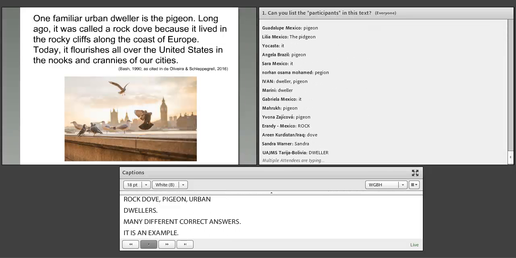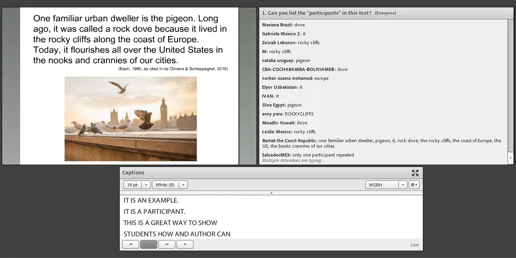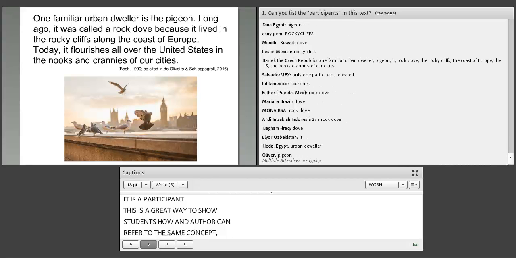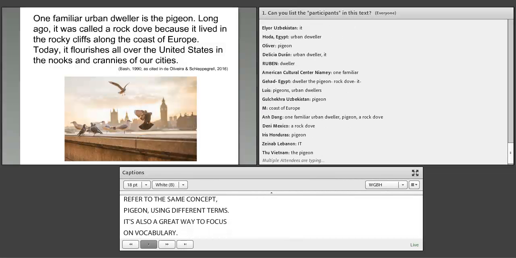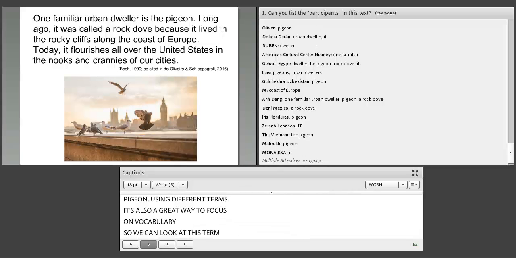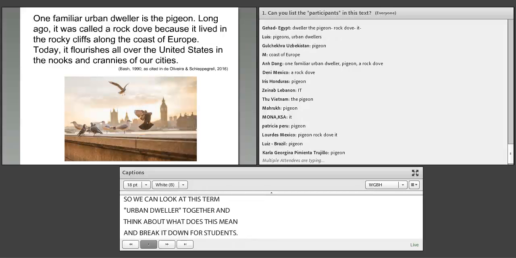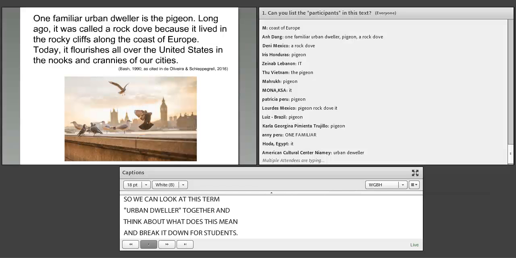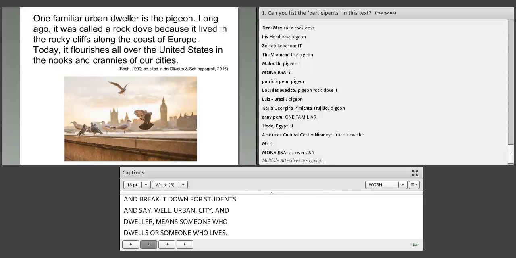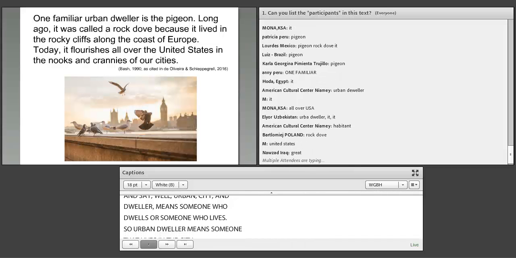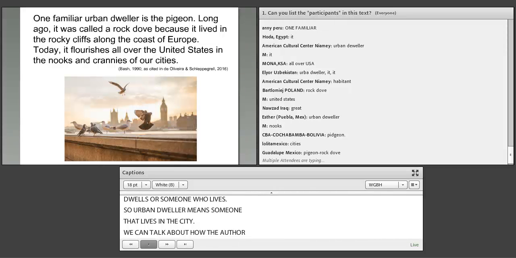So this is a great way to show students how an author can refer to the same concept, pigeon, using different terms. It's also a great way to focus on vocabulary. So we could look at this term urban dweller together, and think about, well, what does this mean? And break it down for students and say, well, urban means city, and dweller means someone who dwells or someone who lives. So urban dweller means someone who lives in the city. And we can talk about how the author describes the pigeon as living in the city just by using this participant.